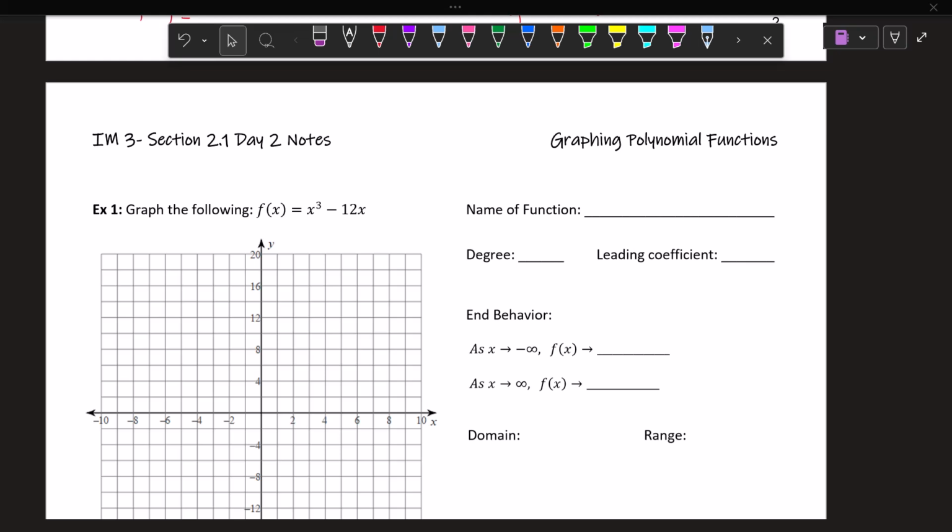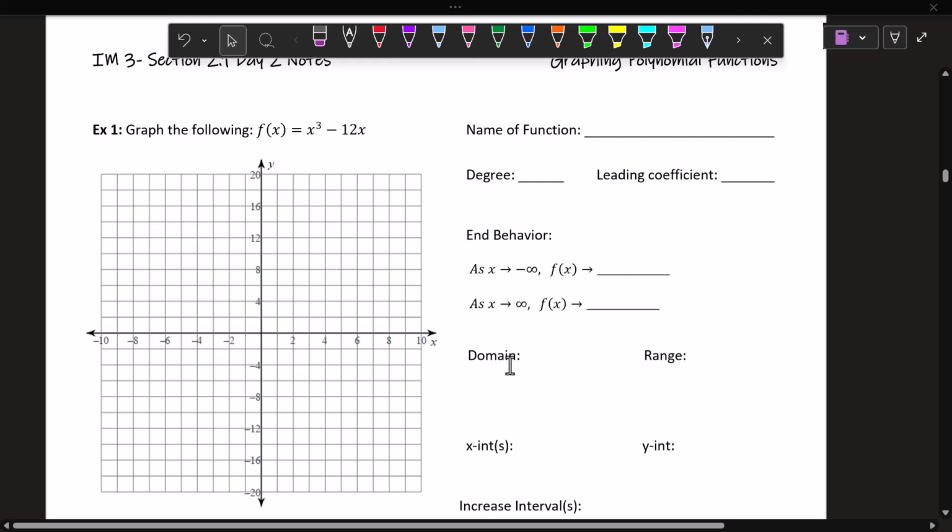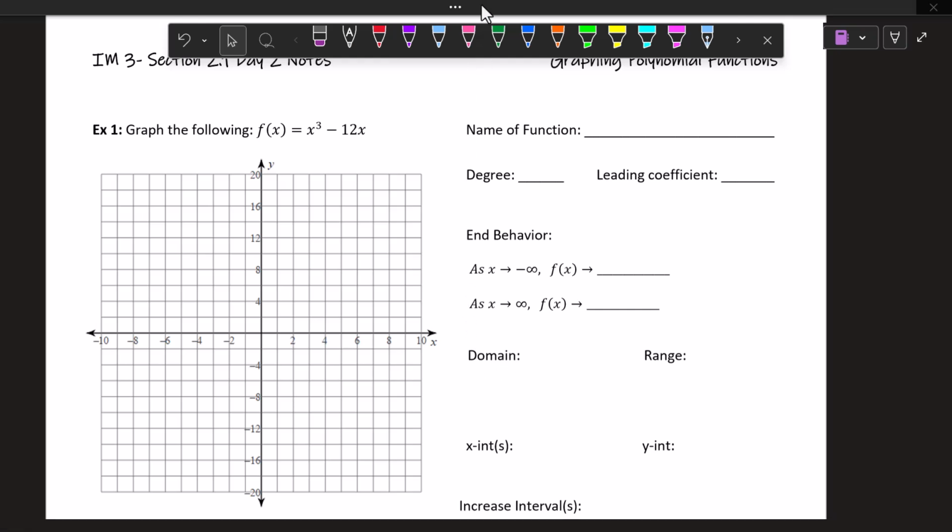Let's continue section 2.1, day 2. So we want to graph the following: x cubed minus 12x. First of all, the name of the function is the cubic function because of the 3, it's cubed. The degree is 3. The leading coefficient is 1. So it's an odd degree with a positive leading coefficient.